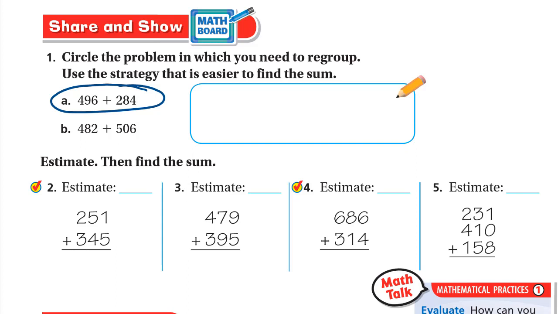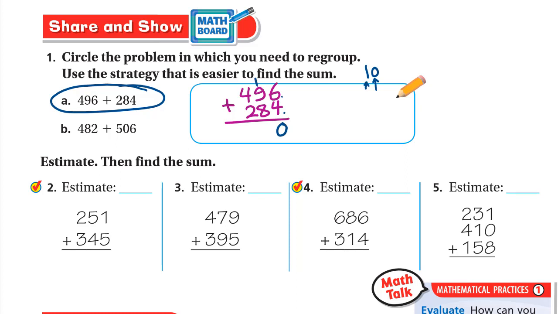Now let's solve it. Okay, I think that using the place value is easy because you don't have to write a lot. So let's try it. 496 plus 284. Okay, so first the ones. 6 plus 4 is 10. So we write the 0 and we carry up the 1.